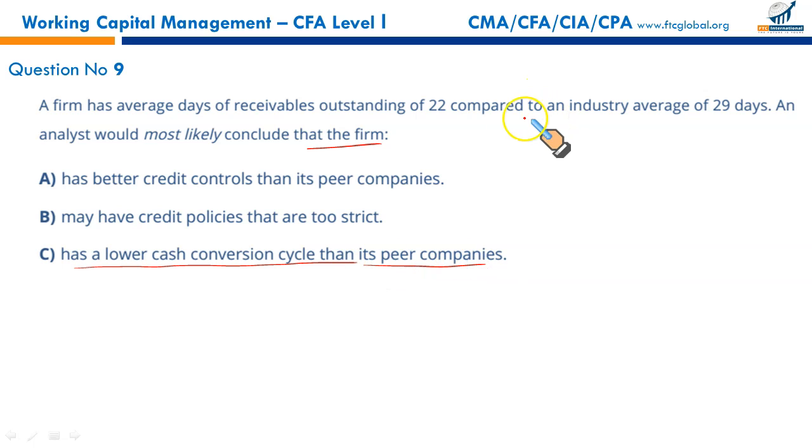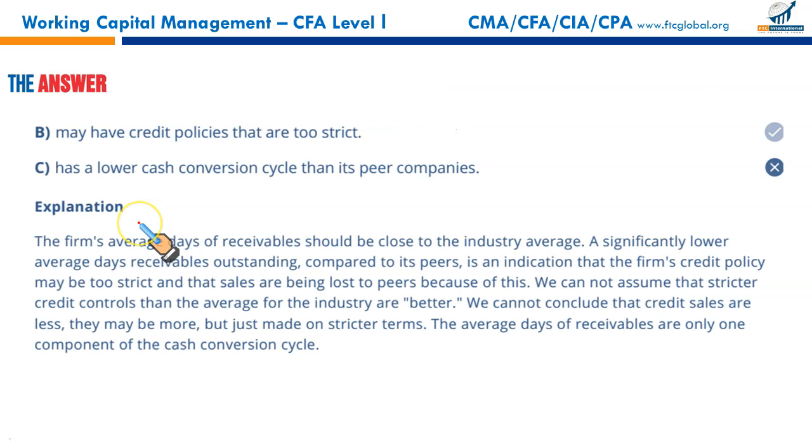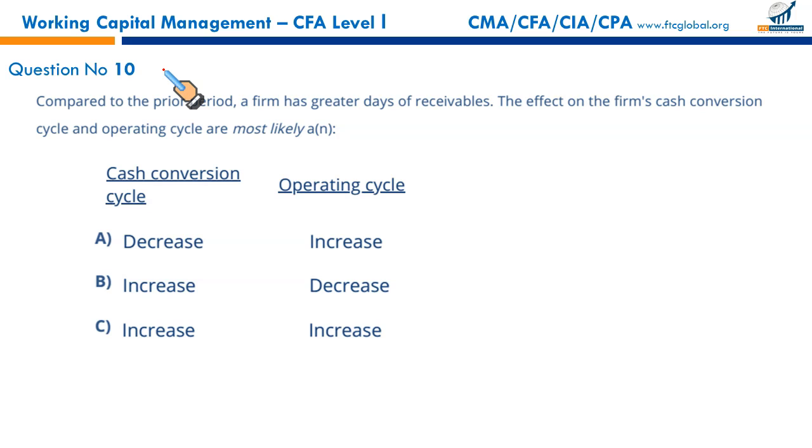We cannot conclude this from just 22 days, because in order to calculate the cash conversion cycle, you need receivables turnover in days, you need inventory turnover in days, right? And you need payables turnover in days. So just from receivables turnover, we can't assume. This is too much assumption. We cannot conclude this, so this is incorrect. So the correct option is B. You need to weigh every option before you go for the right answer. That's B. Right, next.